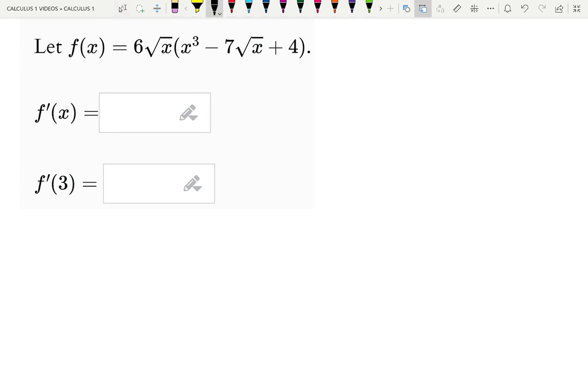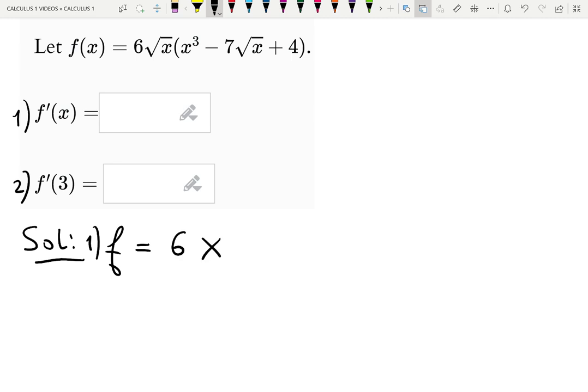So, solution. I can see that we have two steps. Step 1 is to differentiate the function, and step 2 to substitute 3 into the result to find the slope, basically, of this function. Let me show you how I would rewrite this function. So I see we have 6, and there's a square root of x. Square root of x can be written as x to the 1/2.